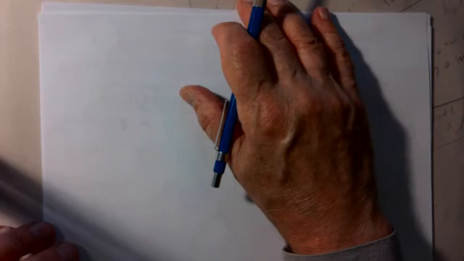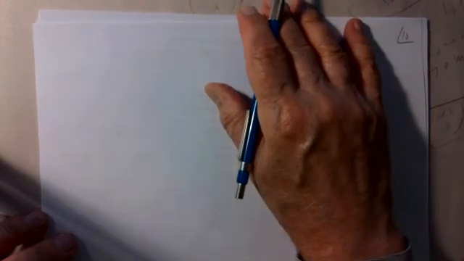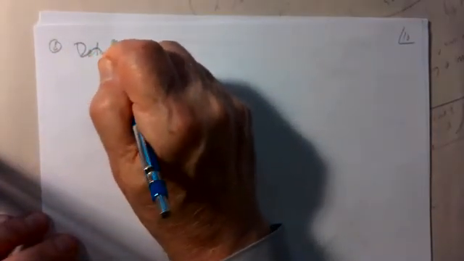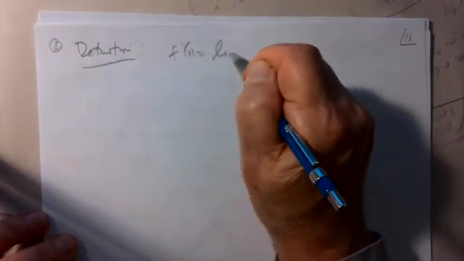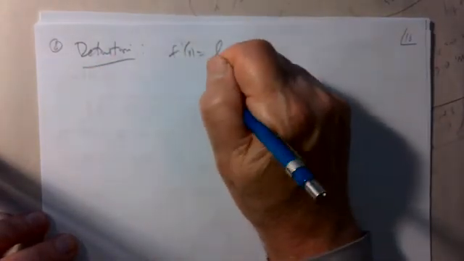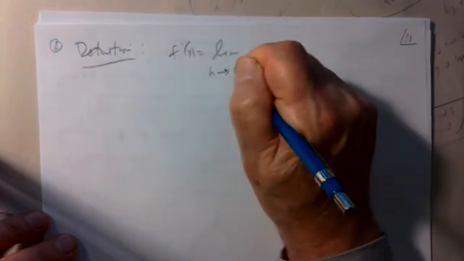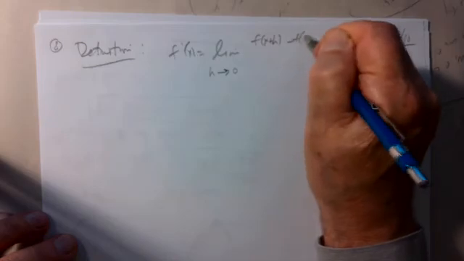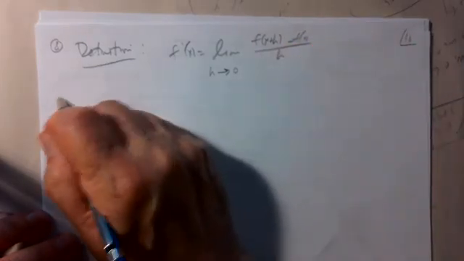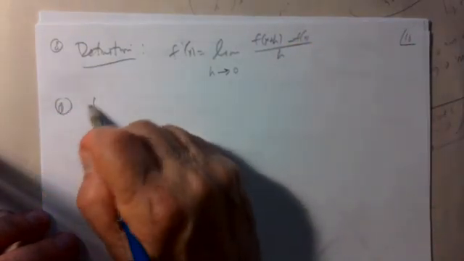Problem 8 is to use the definition of the derivative to calculate the derivatives of two functions. So this is the definition of the derivative. This is the fundamental definition. f prime of x is the limit, as you can either use h or delta x. I prefer h. The limit as h goes to 0 of f of x plus h minus f of x, over h.